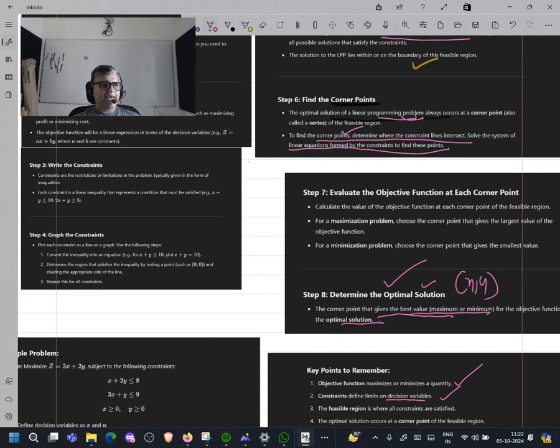Decision variables. X and Y will be part of the constraints, right? Finally, we have to decide how many tables and how many chairs. So the number of tables and chairs becomes a decision variable. What is a feasible region? Where all constraints are satisfied.